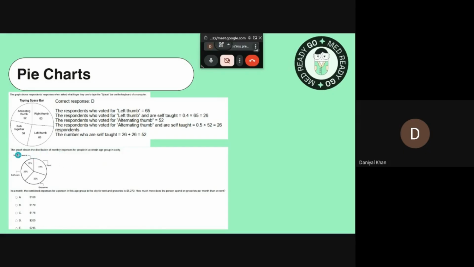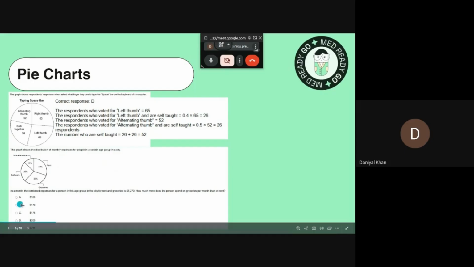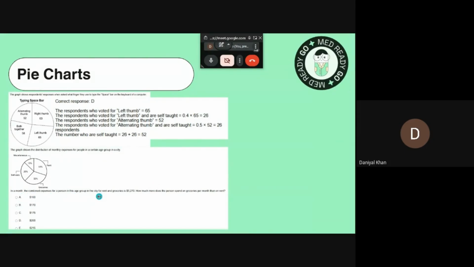So this is a different type of pie chart with percentages instead of numbers. The graph shows the distribution of monthly expenses for people in a certain age group in a city. Then look over here. In a month, the combined expenses for a person in this age group in the city for rent and groceries is $5,270. How much more does the person spend on groceries per month than on rent?